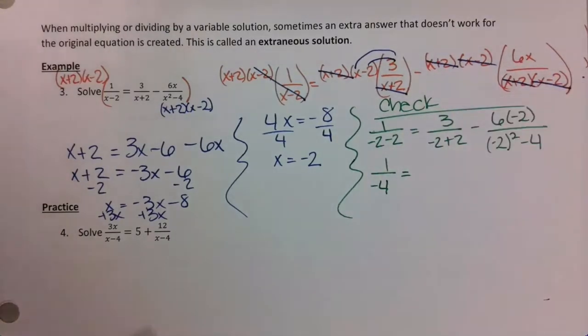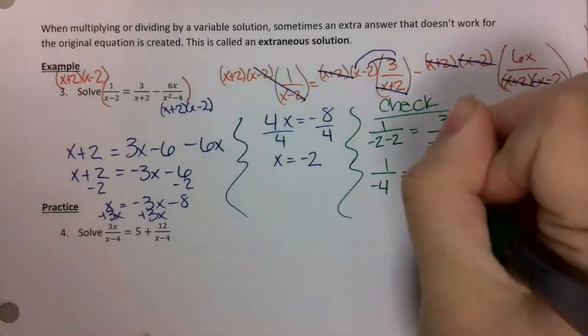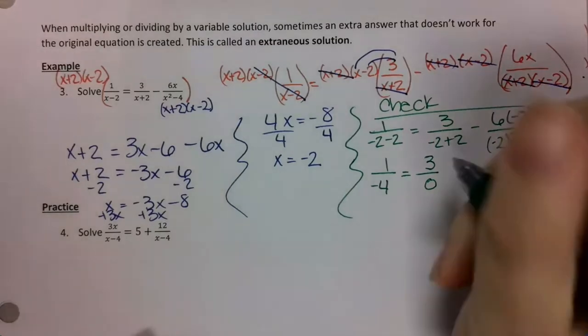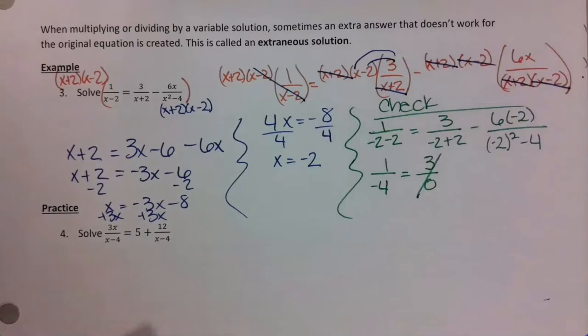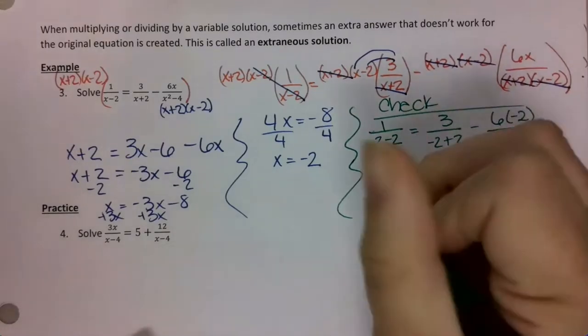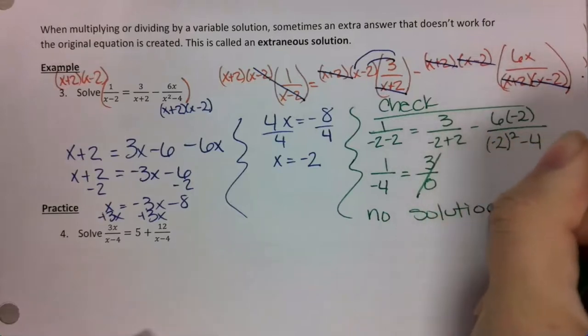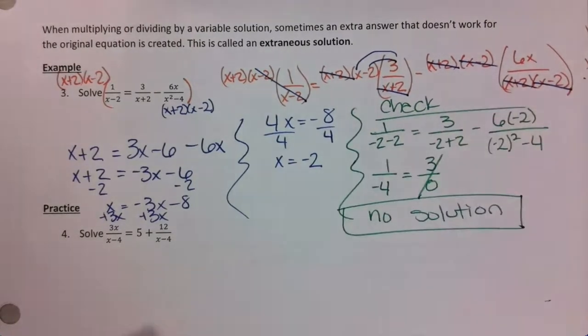Then on my second fraction, what do I get for my denominator? 0. What do you think about the 0? It's undefined, so that means this isn't going to work, right? So I don't have an answer here because I only had one x to check, and it didn't work. So no solution.